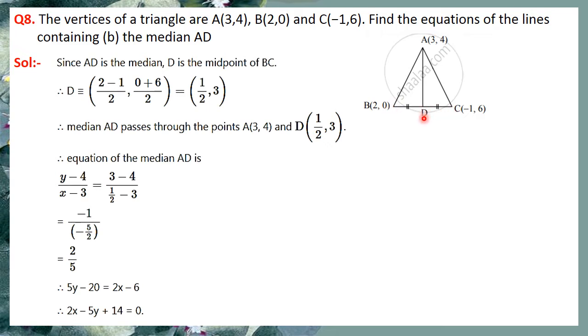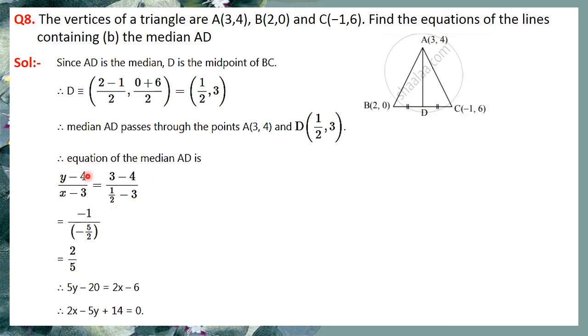So, we can find the coordinates of D using the midpoint formula. That is (2 minus 1) upon 2 and (0 plus 6) upon 2. That is, 1 upon 2 and 3 are the coordinates of D. Now, we know the median passes through the points A and D. Therefore, we can use the two-point form of the equation for finding the equation of the median.